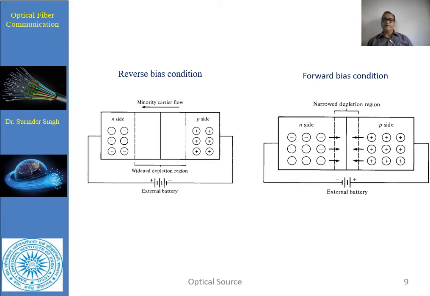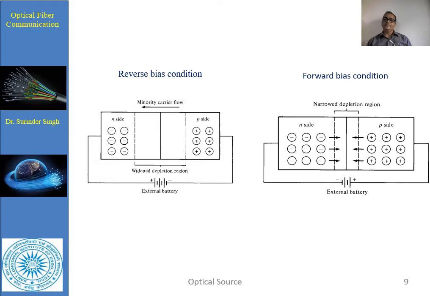Minority carriers basically flow and move across this junction. The minority carrier flow is small at normal temperature, but it can be significantly larger in an illuminated photodiode. Now in the other case, if we forward bias the device, N is connected to the negative of the battery, and P is connected to the positive of the battery.